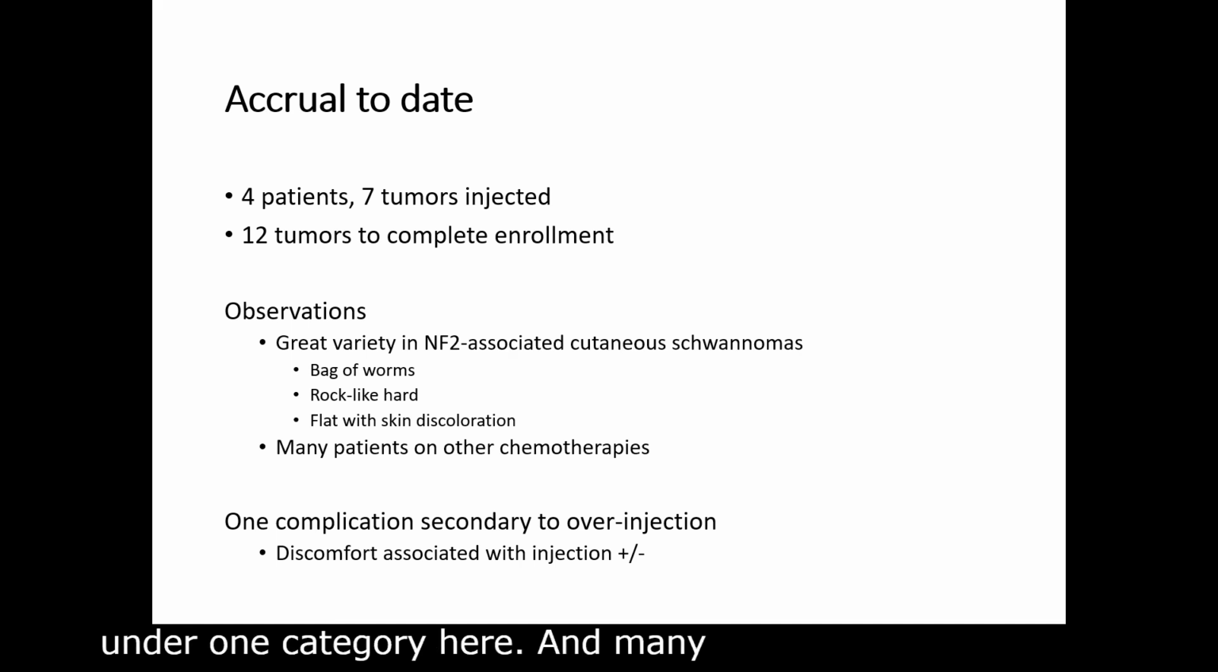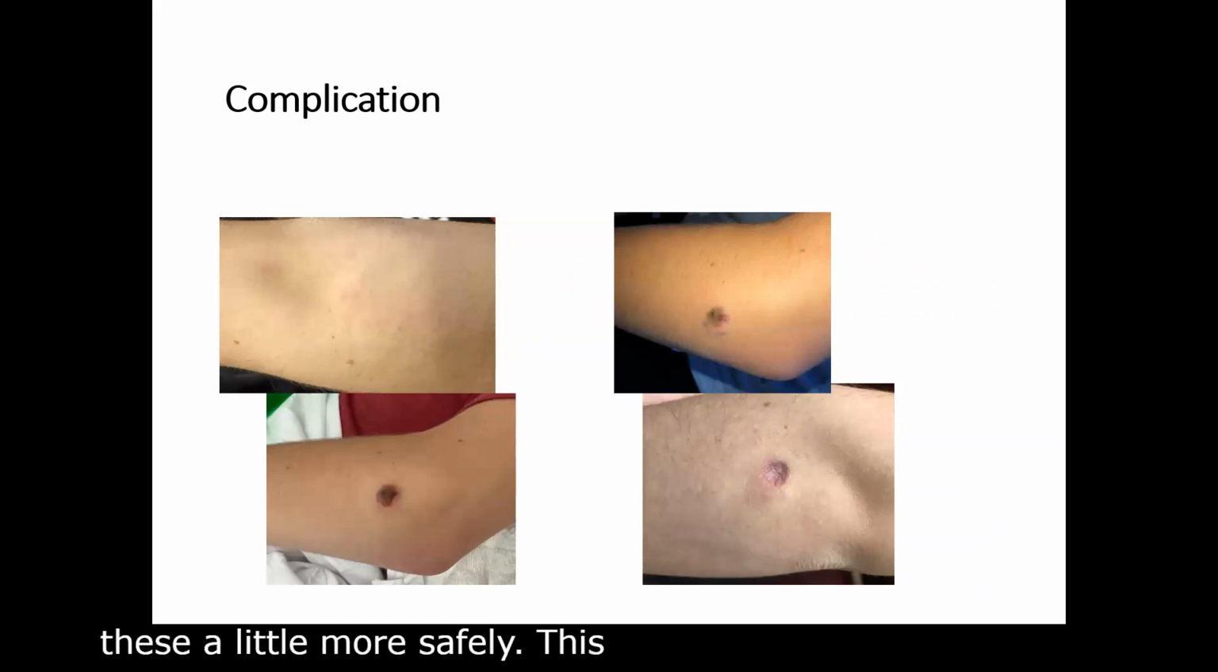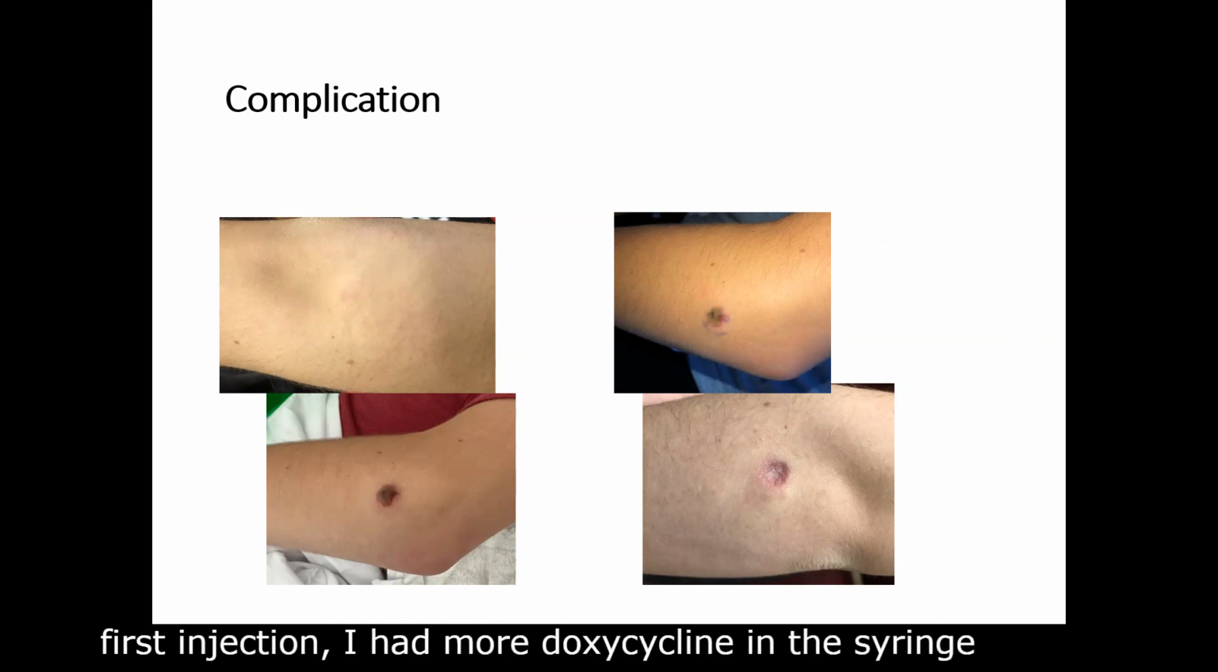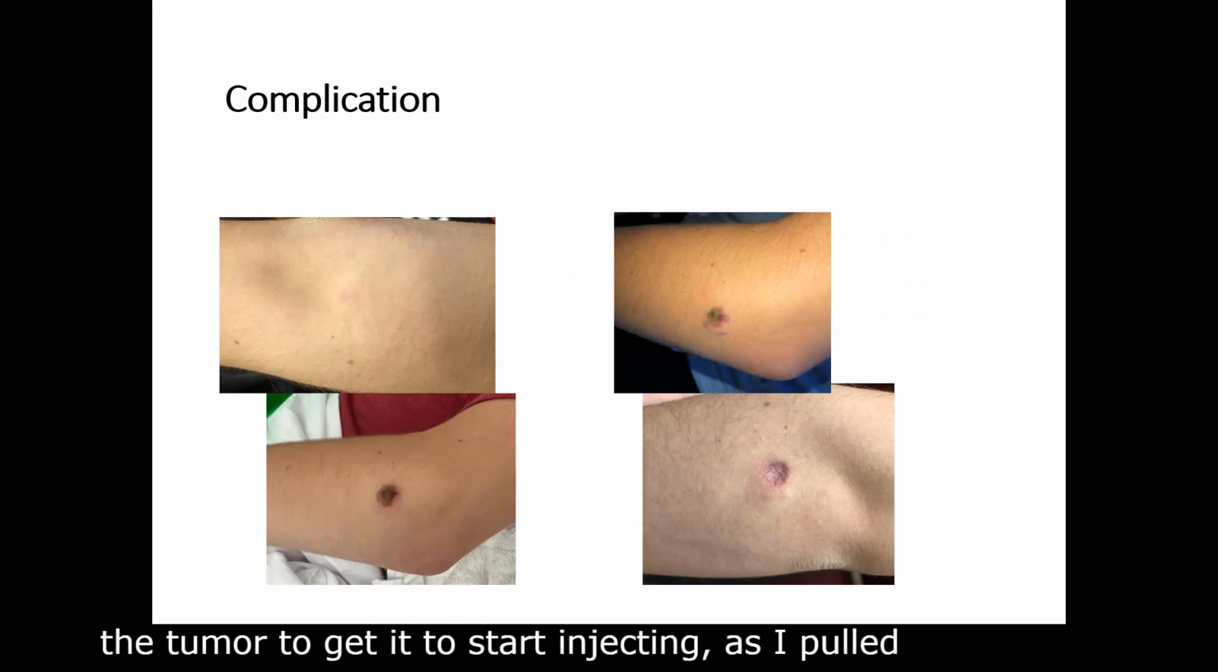And many patients are on other chemotherapies right now. One complication so far, in the very first injection, I'm going to show you this. I learned how to inject these a little more safely. This is a fellow who had a schwannoma on his elbow that is hard to see, but you could feel it here. When I did the first injection, I had more doxycycline in the syringe than I had figured the volume to be. It was difficult as the needle went into the tumor to get it to start injecting, and as I pulled back, it injected more than I had calculated.